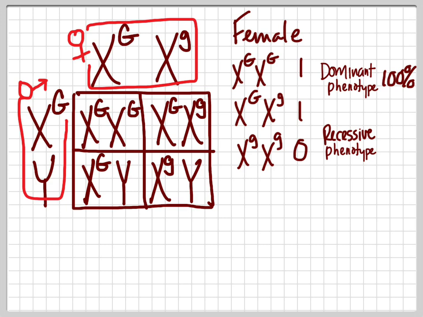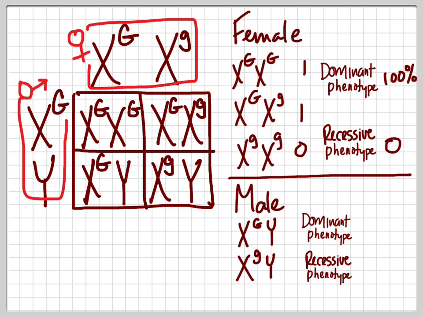Now, what about the males? The males are the bottom row, and it looks like we have one X^G Y and one X^g Y. So 50% of the sons of these parents are going to have the dominant phenotype, while 50% are going to have the recessive phenotype. Okay, it's not so hard.